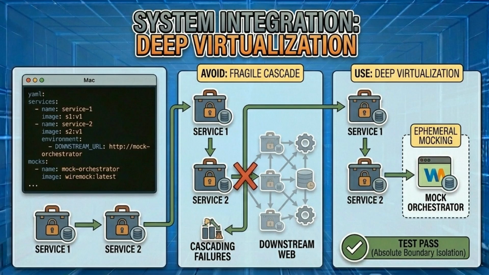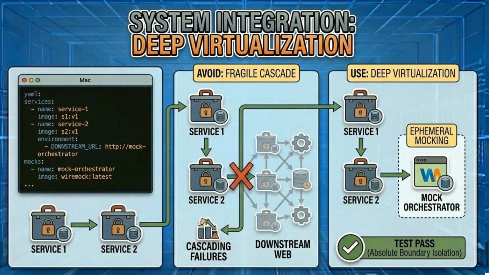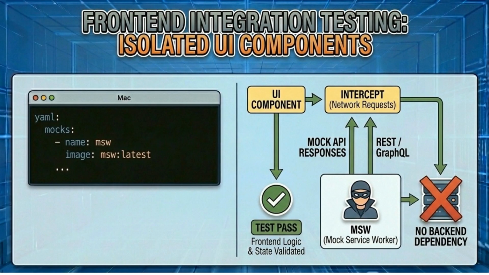You must dynamically override Service 2's environment variables, routing all of its outbound traffic directly into the mock. This achieves absolute boundary isolation. We must also apply this strategy to the frontend. Frontend integration testing should not require spinning up the entire backend monolith.